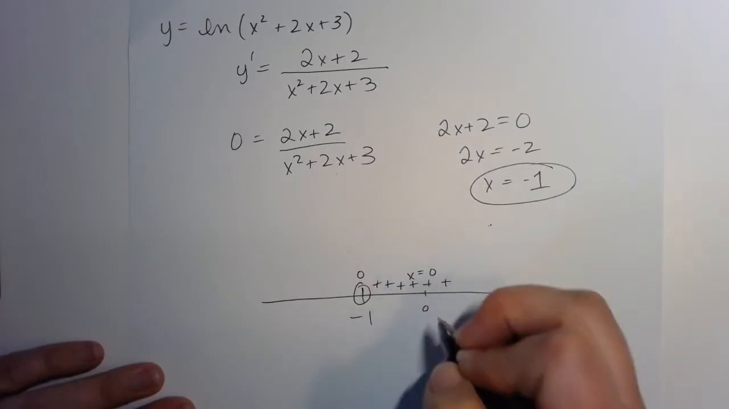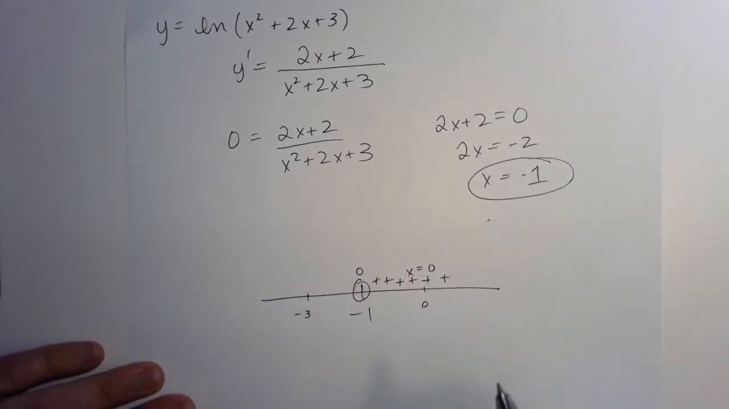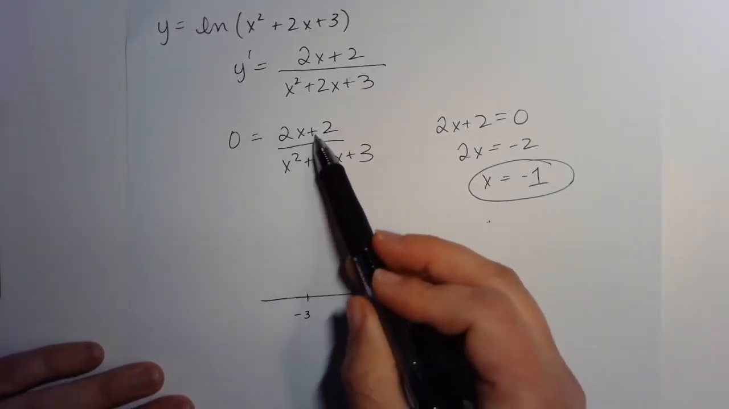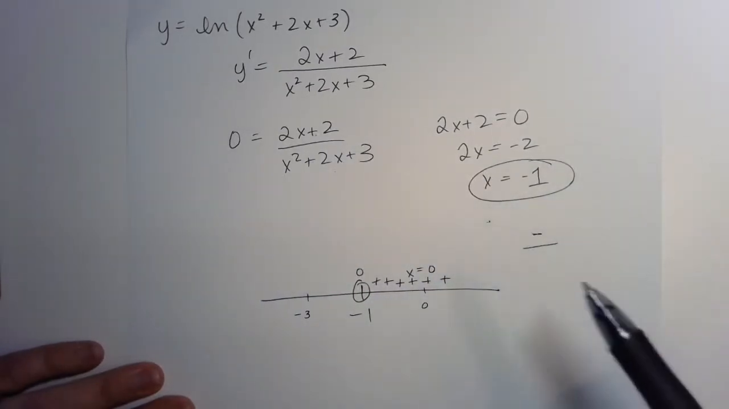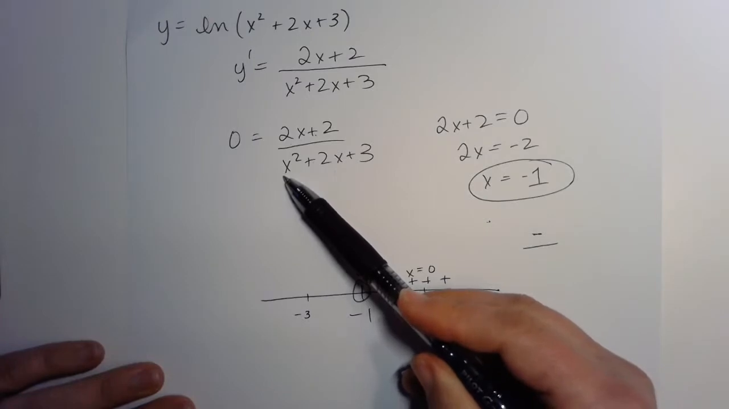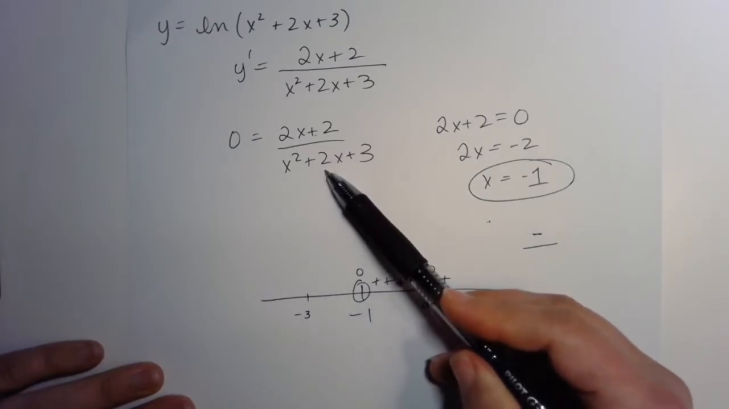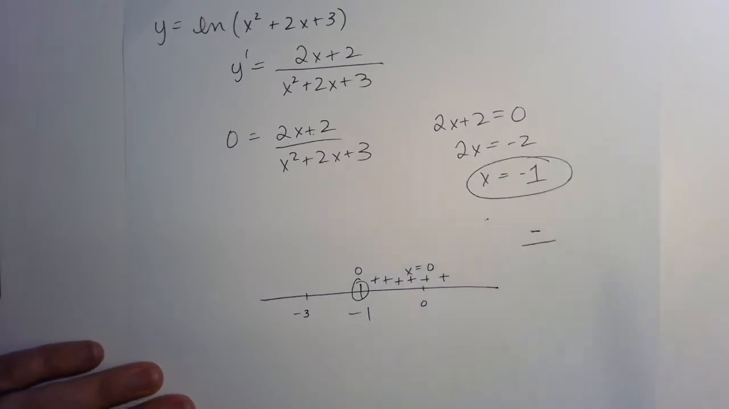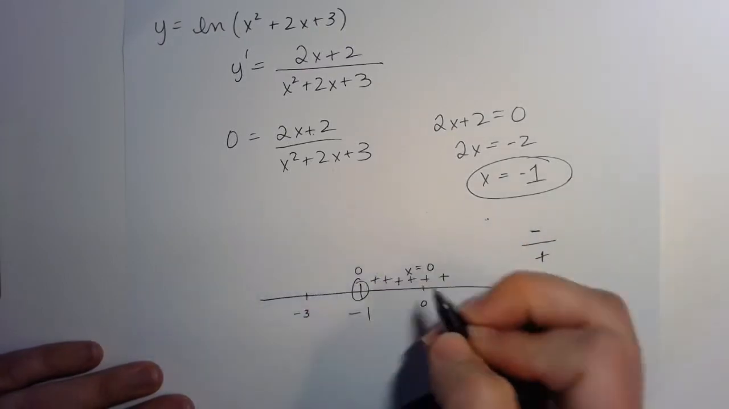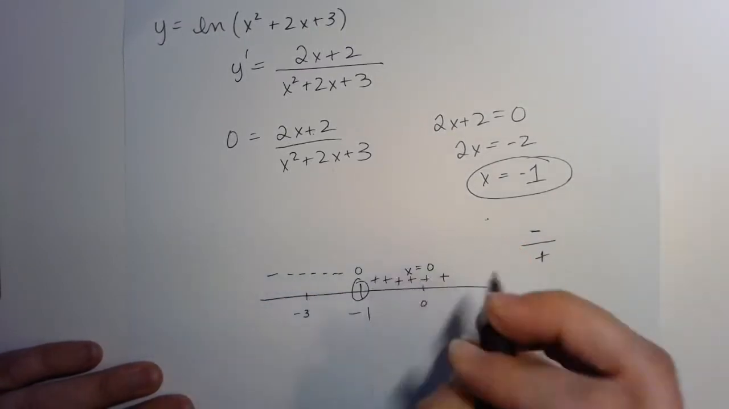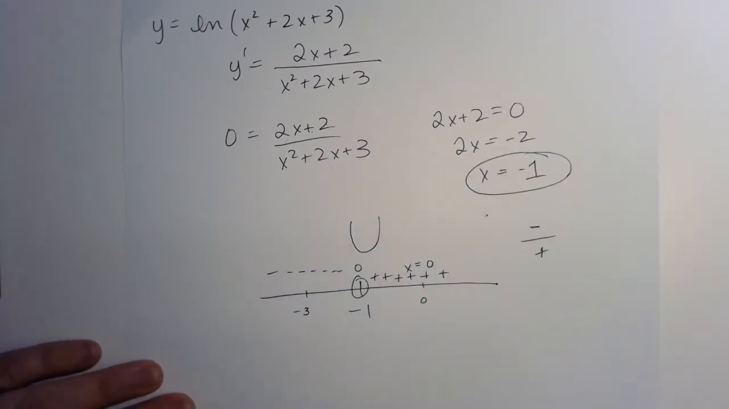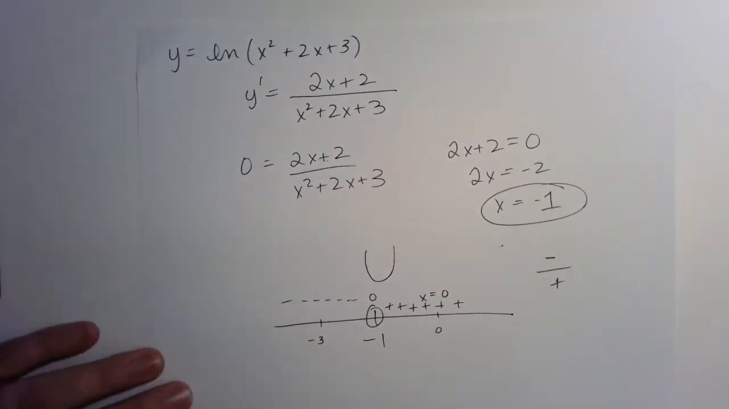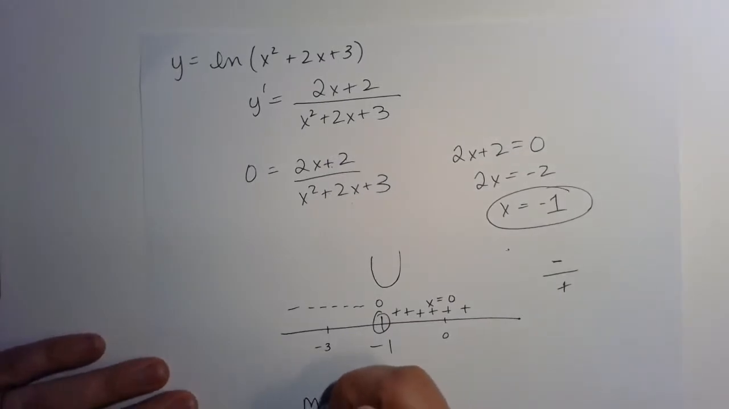So this one I've tried 0. This one I'll try -3. If I plug in -3, I get -6 plus 2, which is negative on top. And if I plug in -3, I get 9 minus 6, which is still positive, plus another number. So I get a negative over a positive, which is negative in this interval, because that's my only 0 there. So that means I'm going to have a minimum at x equals 0. And so I'm going to have a min at 0.